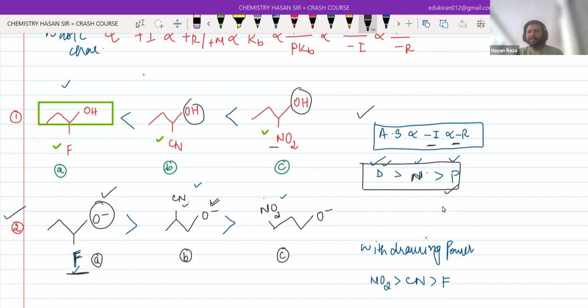And stability, acidic character, and basic character can be solved only if you know about inductive effect, resonance, and hyperconjugation. These 3 topics are very important in GOC. And you know that aromatic, anti-aromatic, and non-aromatic are very, very important. So please be careful, and also please solve questions from PYQs, previous years' questions.